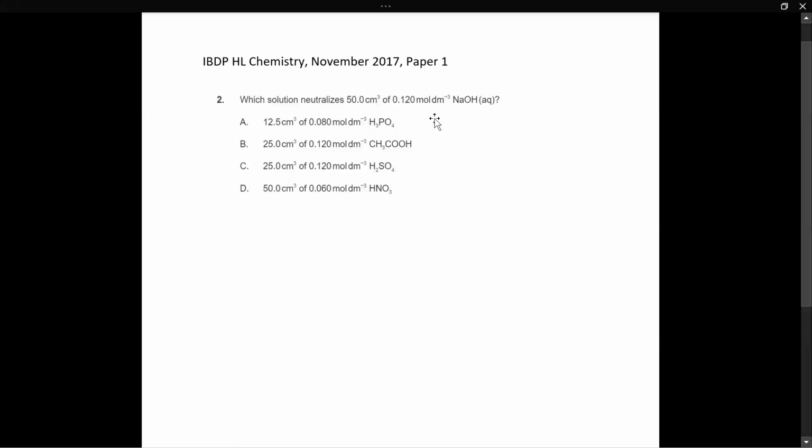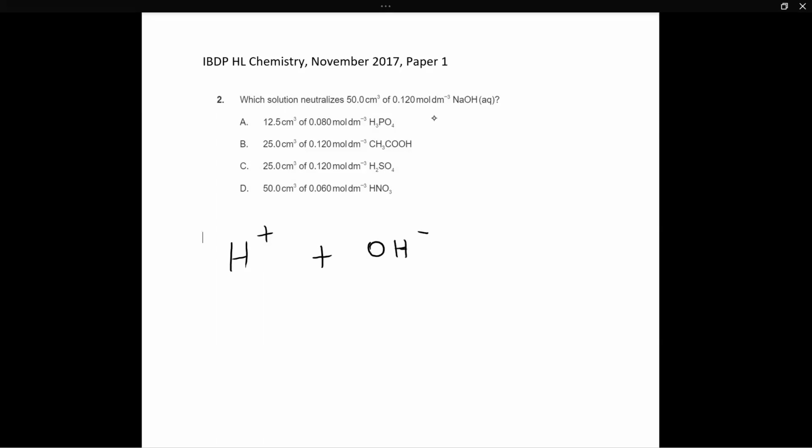So this is a question from the November 2017 paper 1 of the HL chemistry. It basically asks us which of the following solutions will neutralize 50 cm³ of 0.12 mol dm⁻³ of NaOH, or sodium hydroxide. So essentially, which of these acids given in the options will dissociate to produce enough H+ to completely neutralize the OH⁻ produced by the sodium hydroxide to form water.